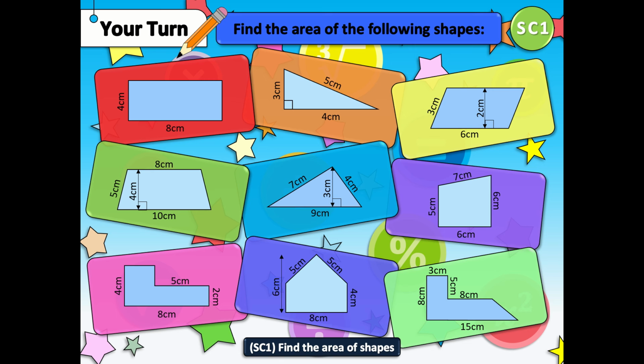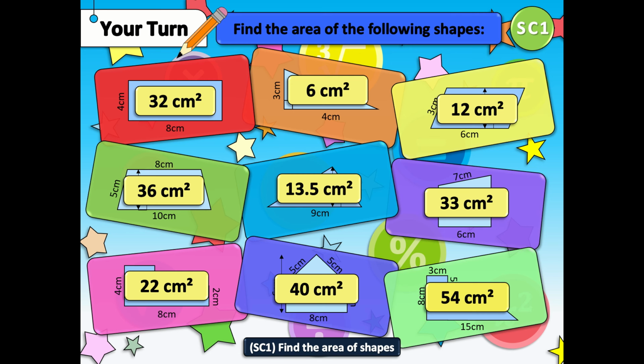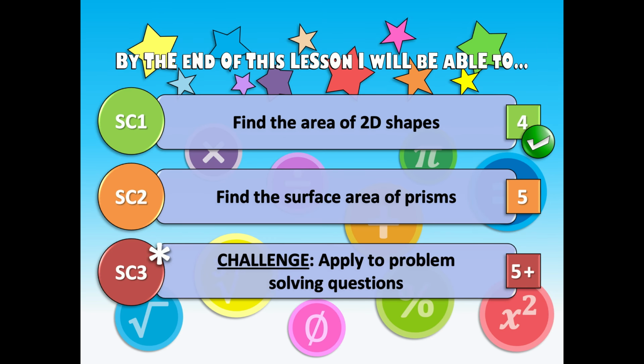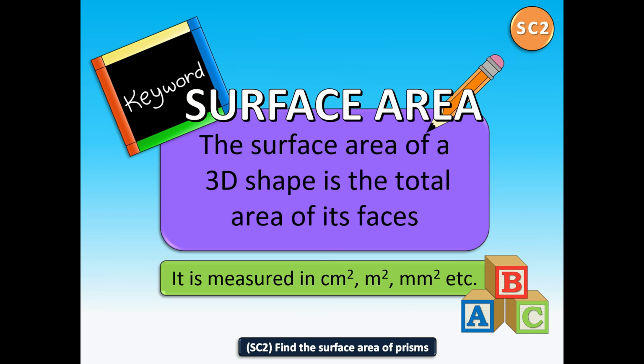Here are your answers, so you can mark those. And now we've completed success criteria 1. So we're going to move on to number 2, and this is to find the surface area of prisms.